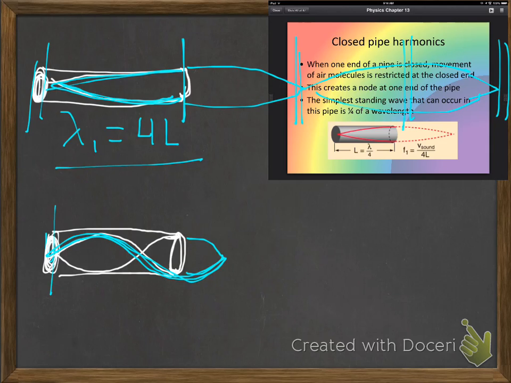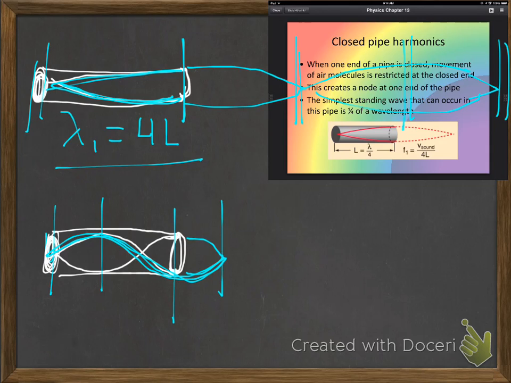That would be the second harmonic. 1, 2, 3, 4. It's the next standing wave that we can create in a closed-end pipe. So you can't create a second harmonic? You can't create a second harmonic. Well, that's interesting. You jump straight to number 3.